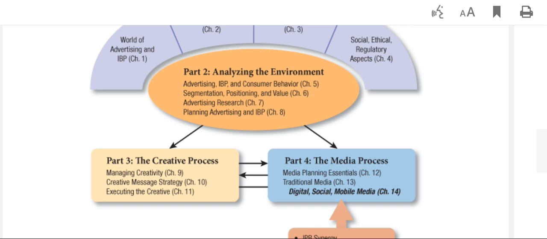All right, now once they've come up with this creative process, which we've been learning about in the previous chapters, now they have to come up with the media process. You've got an idea, but where's it going? And here, in this phase of the graph that they're showing, the media process is determining what the essentials are going to be for the medium and what the traditional media might be that you're going to use. All right. And adding to that would be the digital, the social, and the mobile media options.